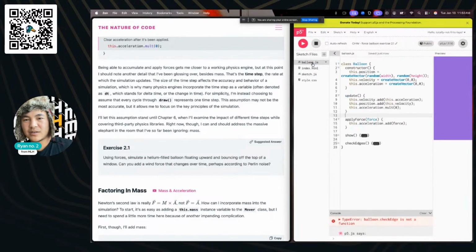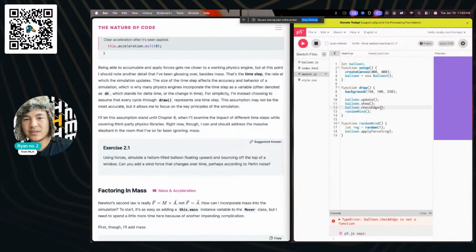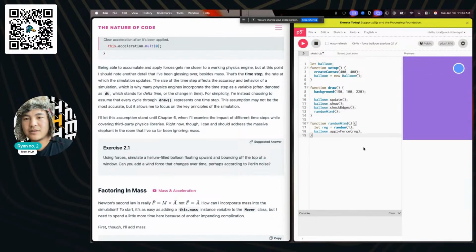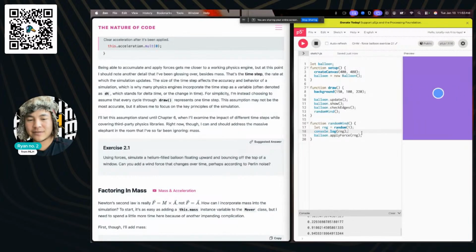Check edge is not a function. Check edges is a function. Okay, so it looks like it's going really fast. I'm going to just print out what our value for RNG is and see if it's changing every time. I suspect it's not. Okay, so it is changing every time. It does look like it's purely random though.